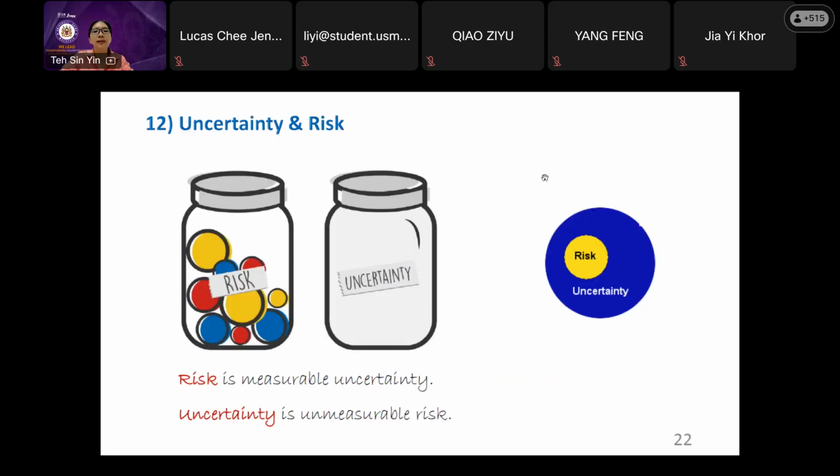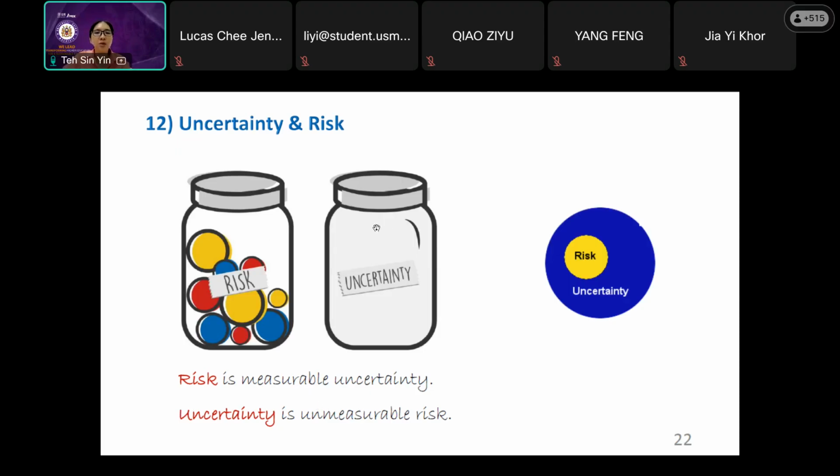Okay, now when you build a model, most of the time you will hear two keywords, risk and uncertainty. Let's try to understand this statement. Risk is a measurable uncertainty. Uncertainty is unmeasurable risk. If you cannot understand, you can copy paste this and translate it into Mandarin so that it's easier for you to understand.